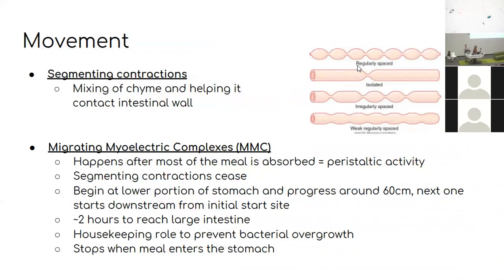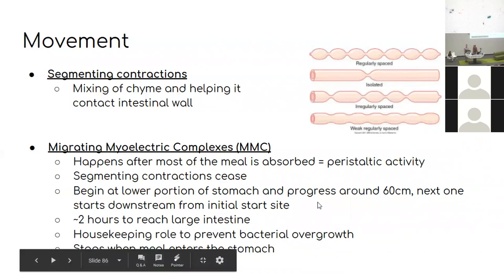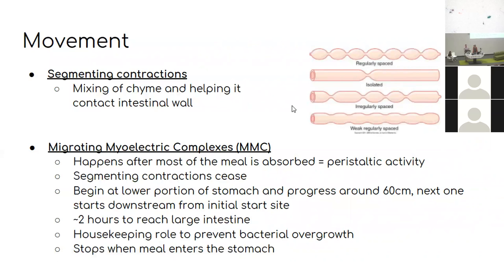Then once your segmenting contractions are over, they get replaced by the MMCs, migrating myoelectric complexes. After most of the meal is absorbed, you'll get these, and it's the housekeeping of the gastrointestinal system. It's constant peristaltic activity that begins at the lower part of the stomach and moves through it, a slow wave that moves about 60 centimetres. When that one's done, the next one will start slightly downstream from where the first one started, to keep everything moving. It helps prevent bacterial overgrowth because stasis is the basis of infection. If you have any blockages, that's when you get infections. Once meals enter the stomach, the MMCs stop and the segmenting contractions take over.